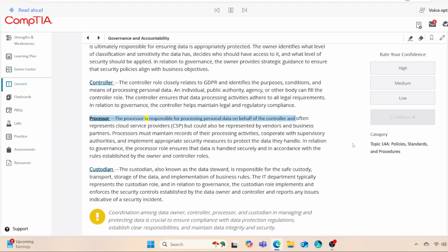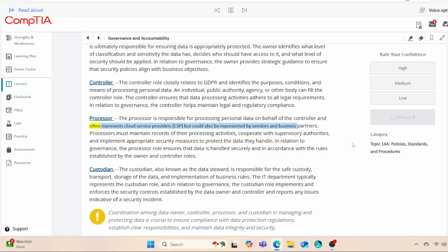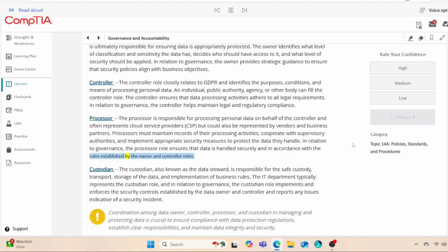Processor. The processor is responsible for processing personal data on behalf of the controller and often represents cloud service providers, CSP, but could also be represented by vendors and business partners. Processors must maintain records of their processing activities, cooperate with supervisory authorities, and implement appropriate security measures to protect the data they handle. In relation to governance, the processor role ensures that data is handled securely and in accordance with the rules established by the owner and controller roles.